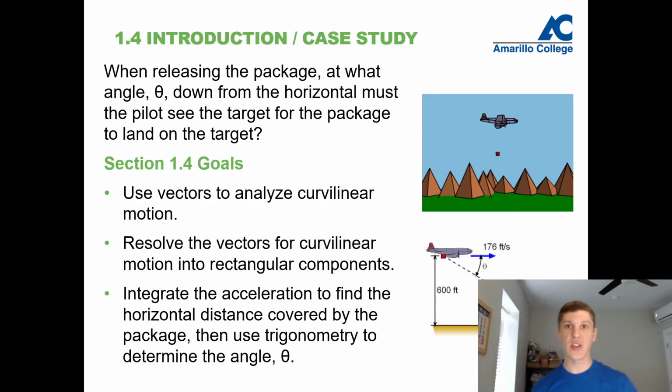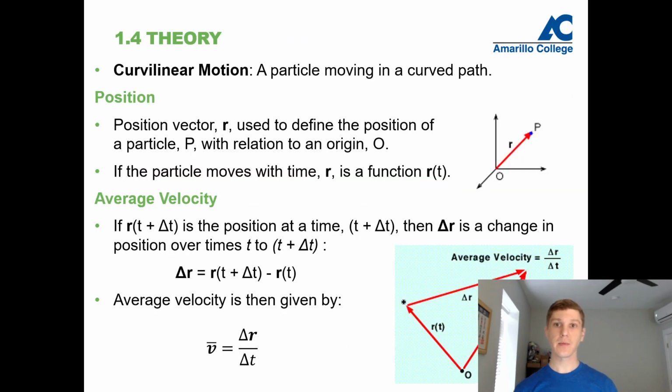So our goals for this section are to learn to use vectors to analyze curvilinear motion. We're going to resolve our vectors into our horizontal and our vertical components, and we'll analyze those two problems independently. We'll then integrate acceleration to find the horizontal distance covered by the package, and we'll use trigonometry to determine the angle theta. So pretty straightforward question, but once again, projectile motion, so we have velocity and position and acceleration in the horizontal and the vertical directions. So no horizontal acceleration, but we do have acceleration in the vertical direction. So let's go ahead and get into the theory for section 1.4.